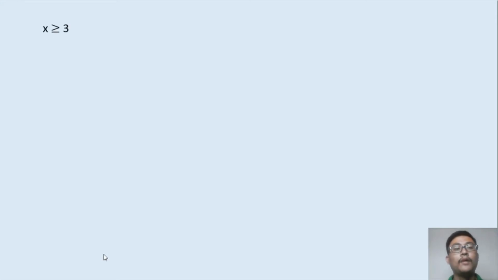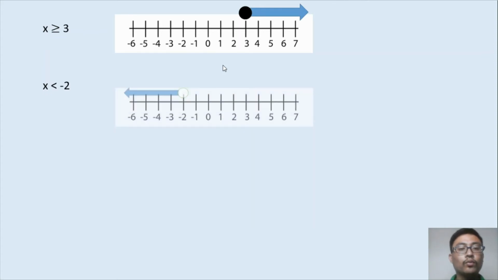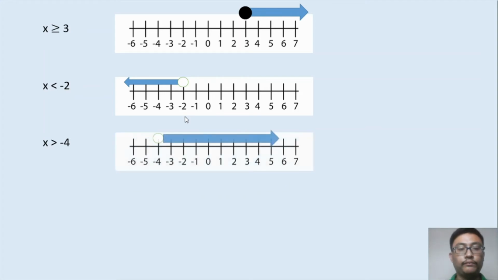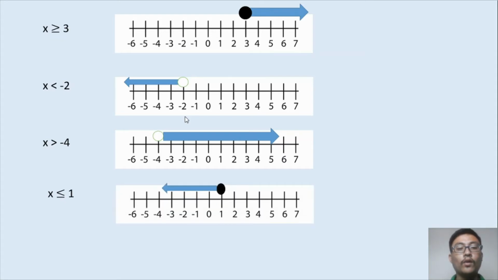Example, you have x is greater than or equal to 3. So, syempre, pag in-illustrate natin, kasama yung 3, then going to the right, since that's greater than or equal to. X is less than negative 2. So, ayan. Hindi kasama yung negative 2. So, puti yung kanyang bilog. And then, less than. X is greater than negative 4. Ayan. X is less than or equal to 1. Kasama yung 1 and then, less than yung kanyang inequality.